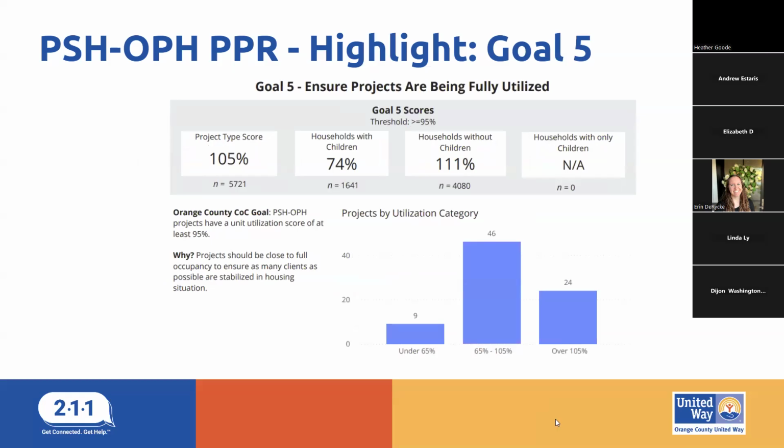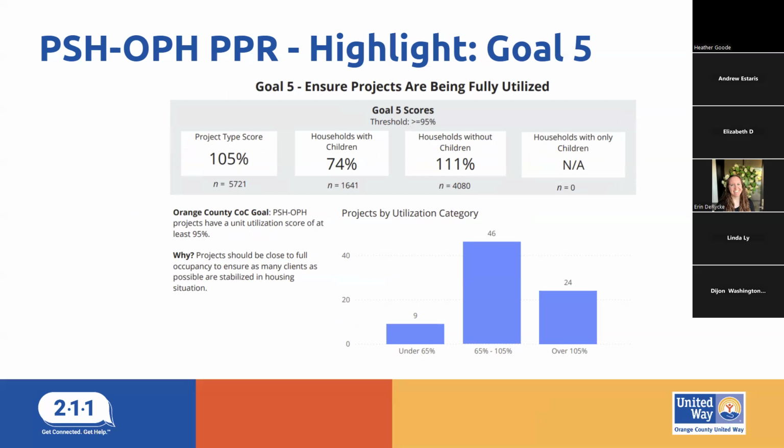And then the next goal I want to highlight was PPR goal 5. This is looking at bed utilization for our permanent supportive housing and other permanent housing projects. This is a goal that we've been performing pretty consistently in, but this reporting period, we actually saw a 105% average utilization rate.